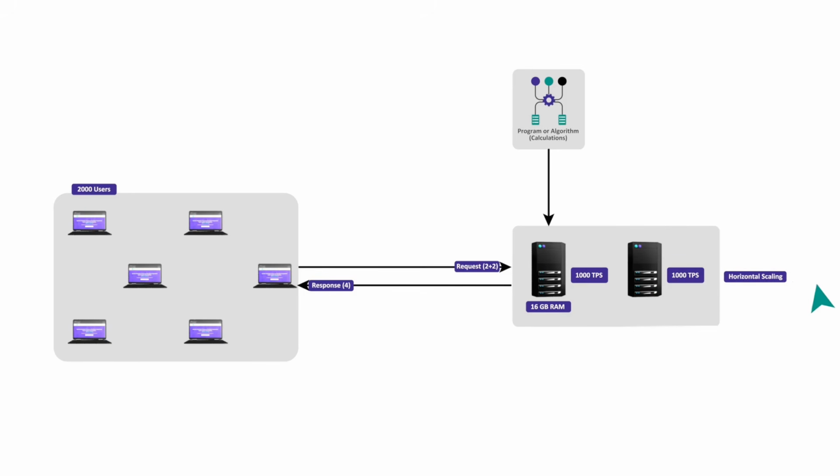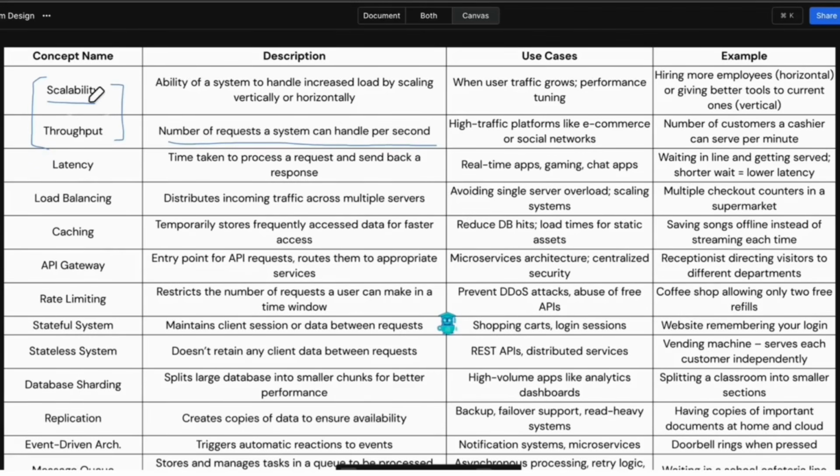So I will put in more servers, and I call it horizontal scaling because we are not increasing the specifications of the existing server, but we are increasing the number of servers. So this concept is called scaling. We have covered scalability and we have covered throughput. Now we can go to latency.